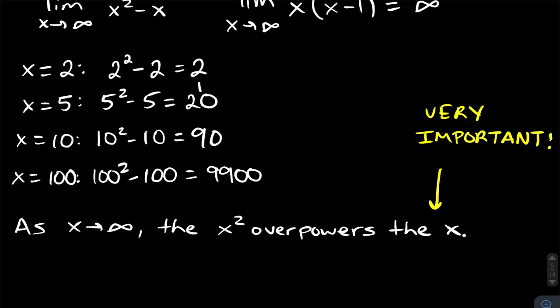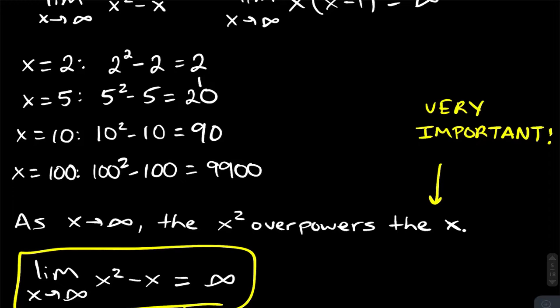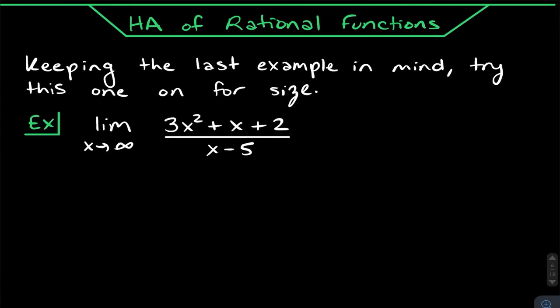So if you understand the idea of overpowering, the rest of this video is going to become a lot easier for you. And so hopefully you can see here how the limit as x approaches infinity of x squared minus x is going to equal infinity. And that is the answer for that question. Again, that idea of overpowering is really going to help us with the horizontal asymptotes of rational functions. So I want to keep that x squared minus x example in mind, and we're going to try this one on for size: the limit as x approaches infinity of, again, a rational function, a polynomial over another polynomial.